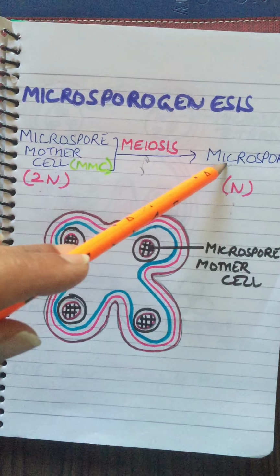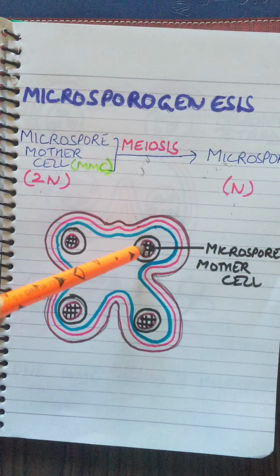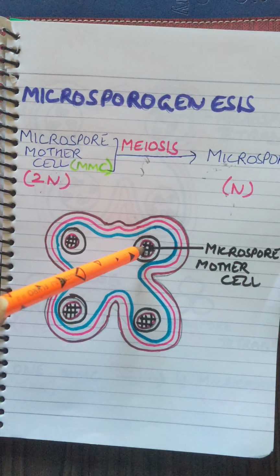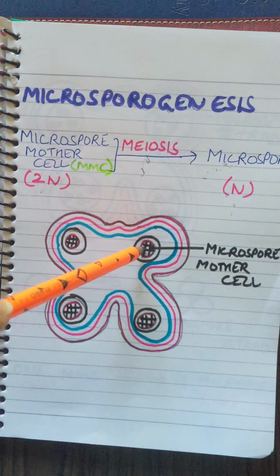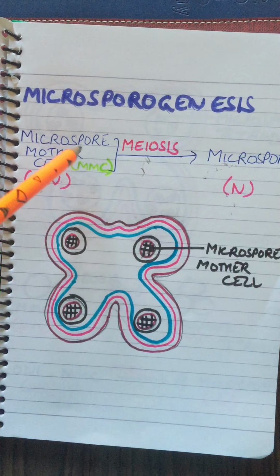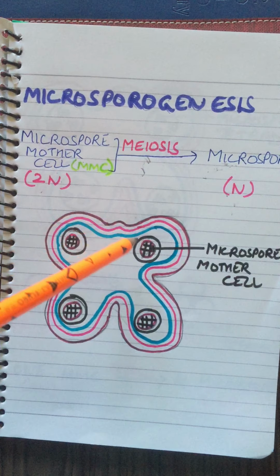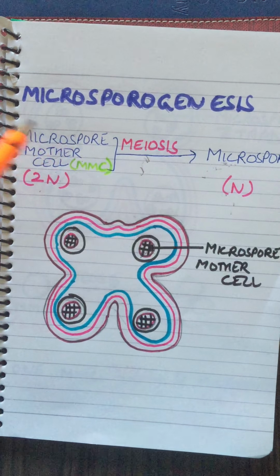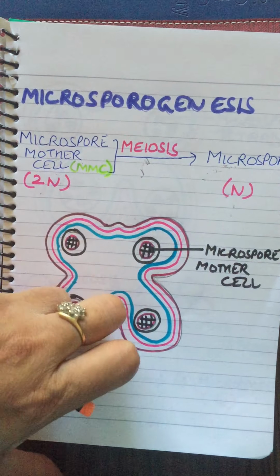So where are these microspores formed? Microspores are formed here inside the microsporangia or pollen sac, and these microspores are formed from microspore mother cells, and this phenomenon is called microsporogenesis.